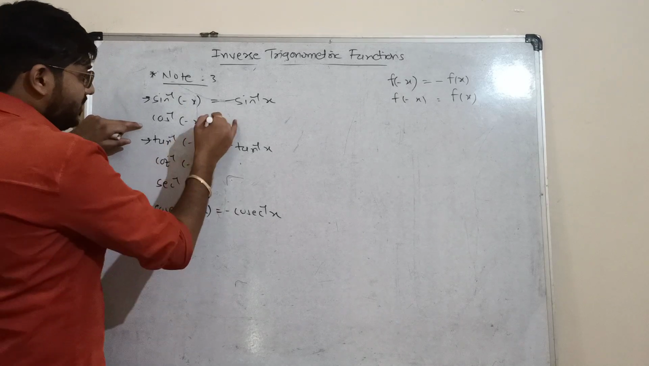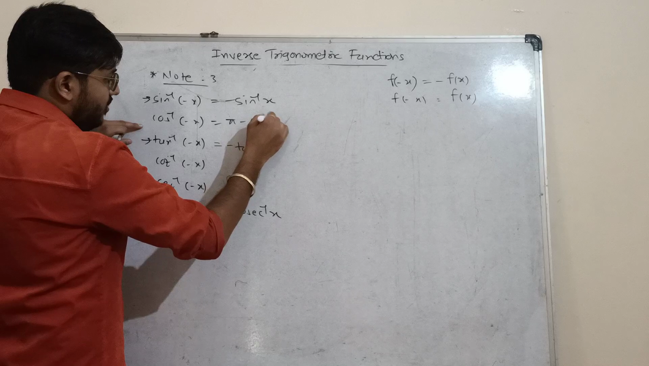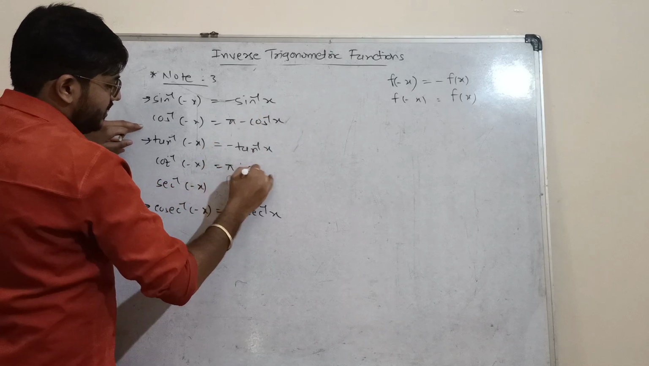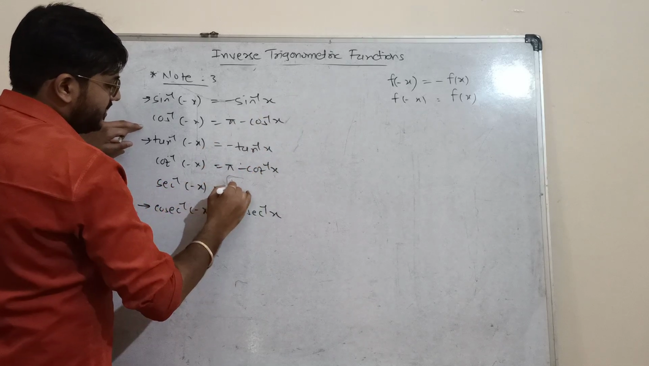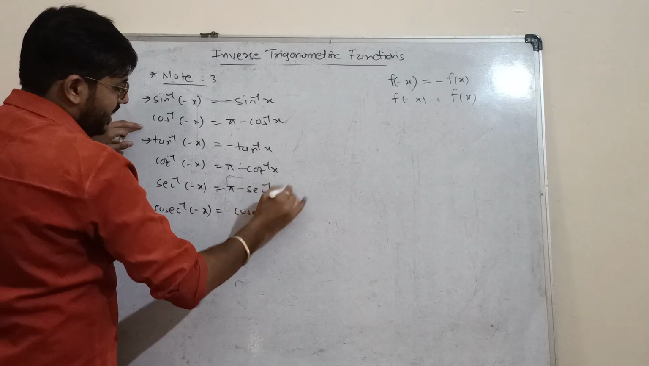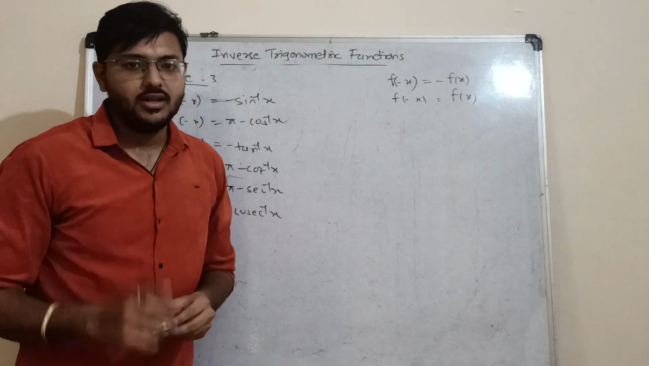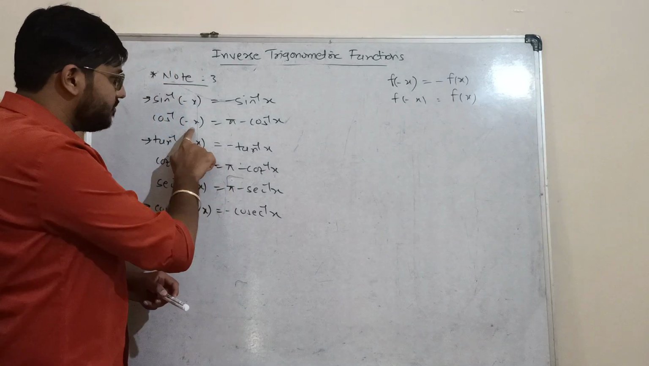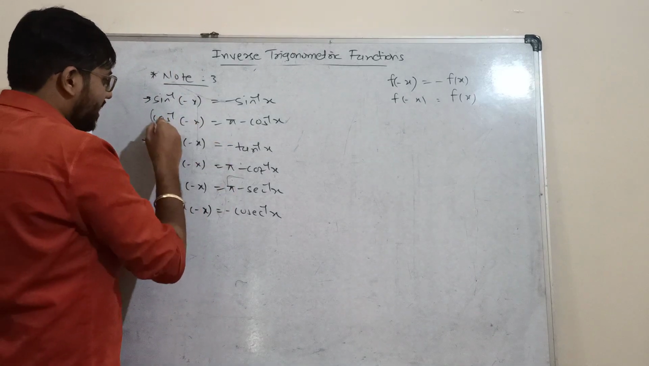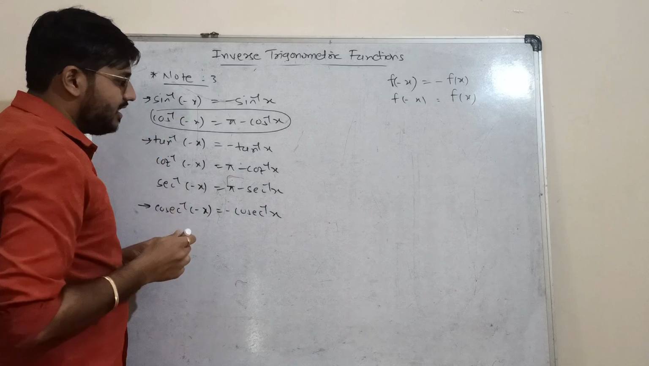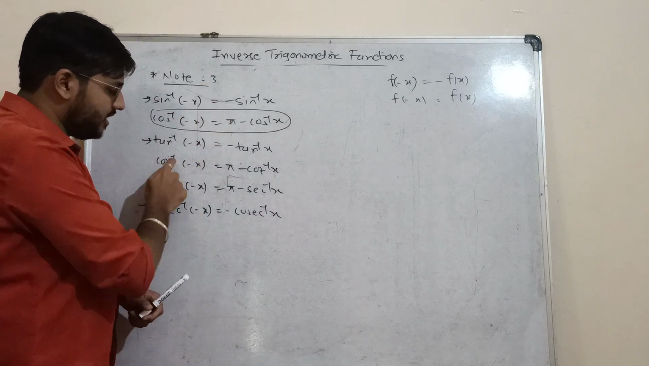So what about cos inverse, cot inverse and sec inverse? For cos inverse of minus x, we have to write pi minus cos inverse x; it's pi minus cot inverse x, and it's pi minus sec inverse x. Okay, now how is it possible? So I am just plotting a graph of cos inverse for understanding this, right?